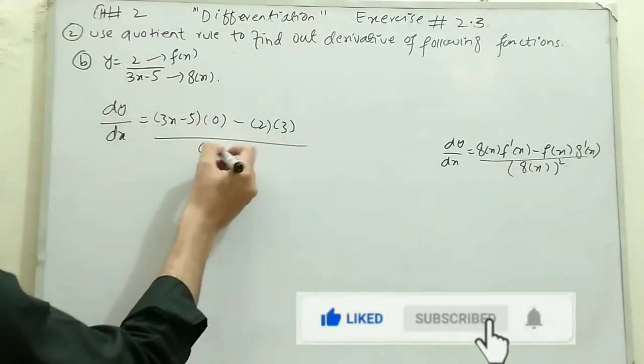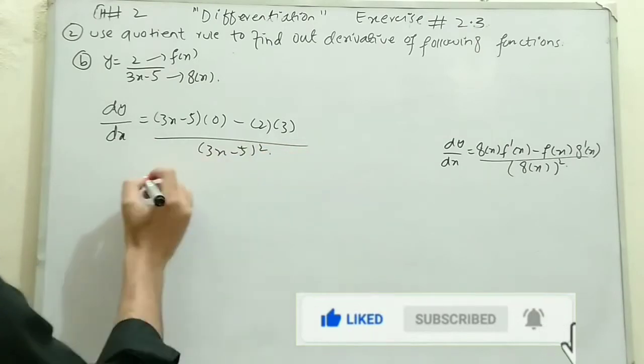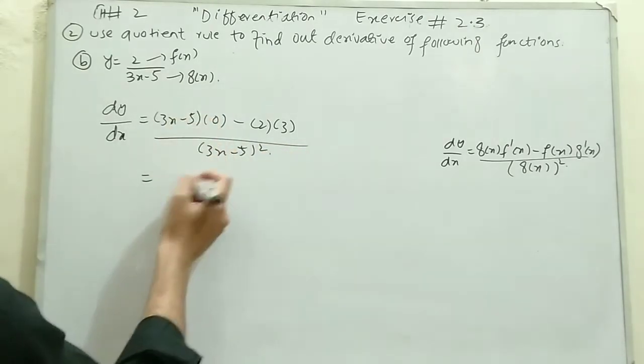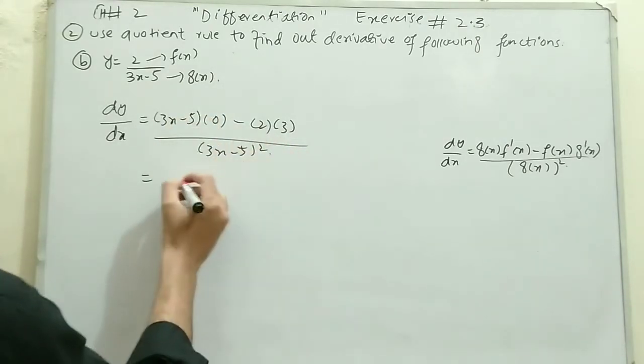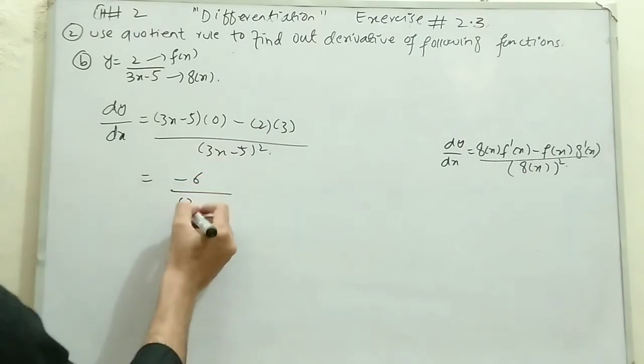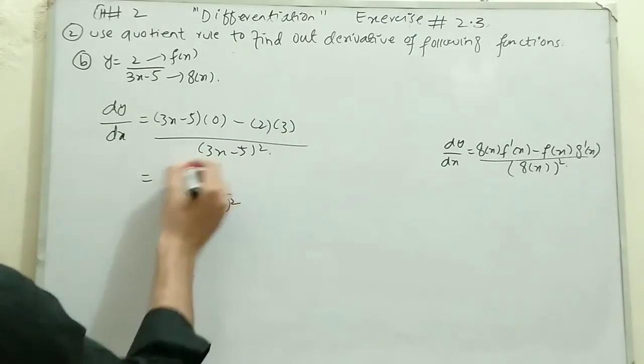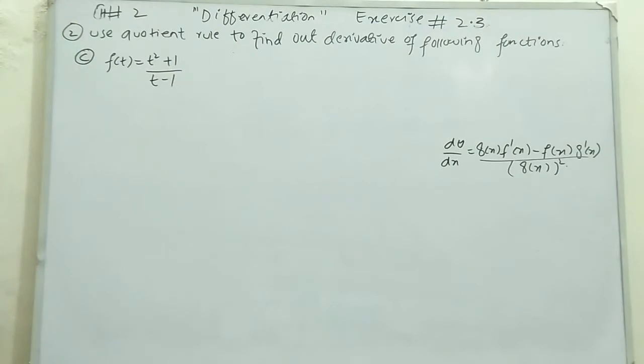g of x is 3x minus 5 whole square. Now by simplification, this will give us the result 0 and minus 6, so minus 6 divided by 3x minus 5 whole square. So this is the required derivative. Now move to part number C.